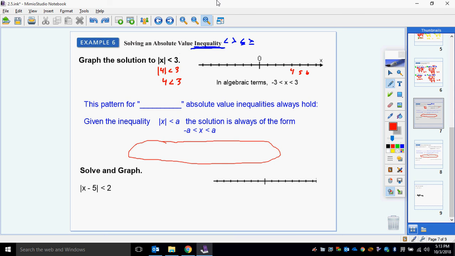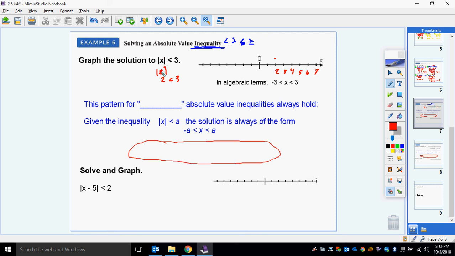Let's try and plug in 3. If we plugged in 3, I'd get the absolute value of 3 is less than 3. The absolute value of 3 is 3. Is 3 less than 3? No, it's not. It's equal to. So 3 wouldn't be a solution. What about 2? The absolute value of 2 would be 2, and 2 is less than 3. So 2 would work. Okay, that's good.